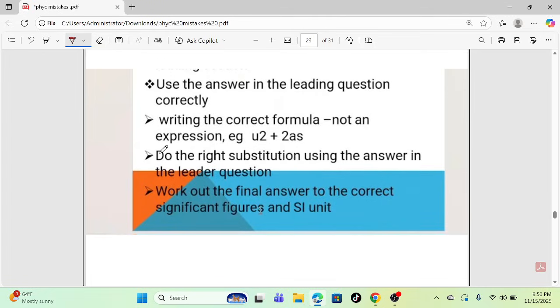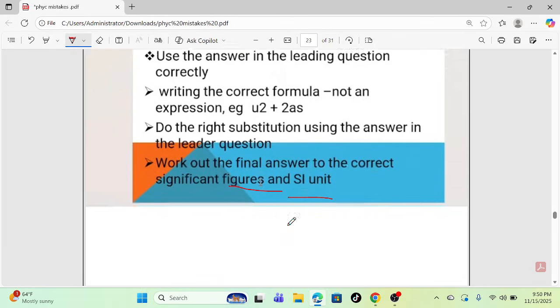Use the answer in the leading part. Also work out the final answer to the correct significant figures and SI unit. For example, if the question asks for 3 significant figures, it must be 3 significant. 4 significant must be 4. The SI unit must be the correct SI unit.